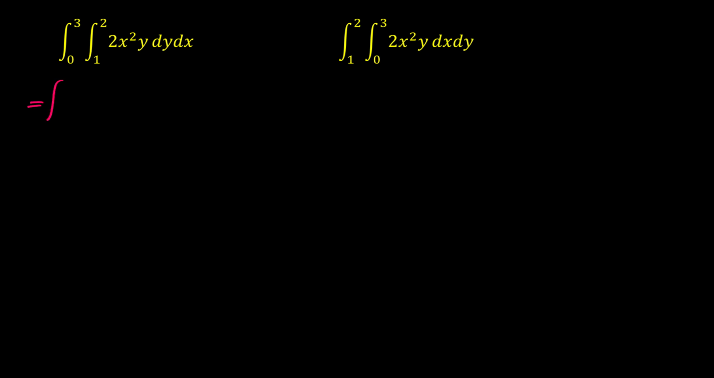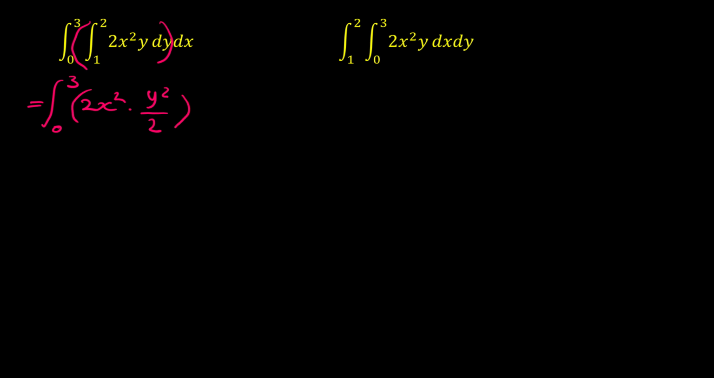So we have the integral from 0 to 3. What is the integral of 2x to the 2y dy? Please focus on this inner integral. Because 2x to the 2 is a constant, we leave 2x to the 2 here. And we only have to find the integral of y to the power of 1 dy. With the power rule, the integral of y is y to the 2 over 2.